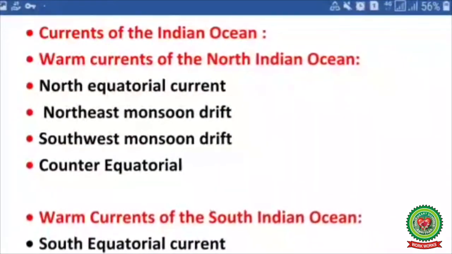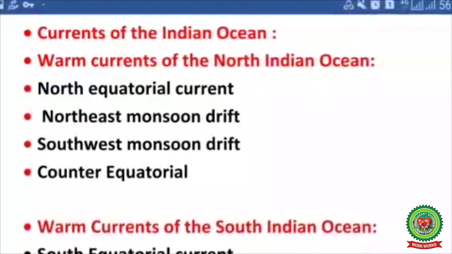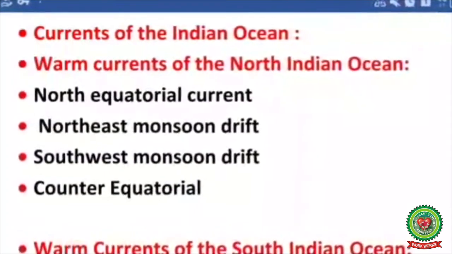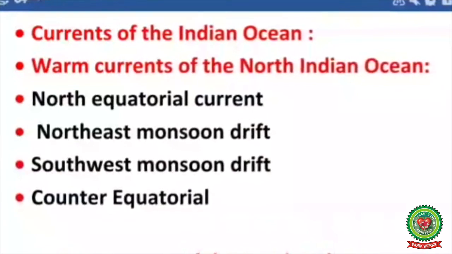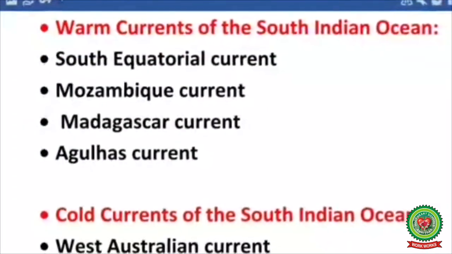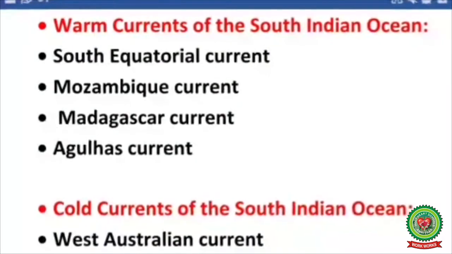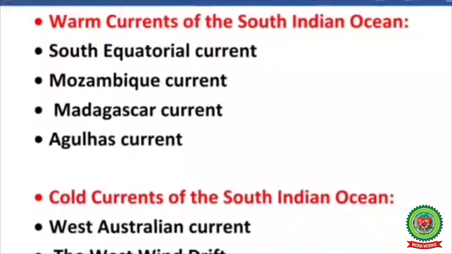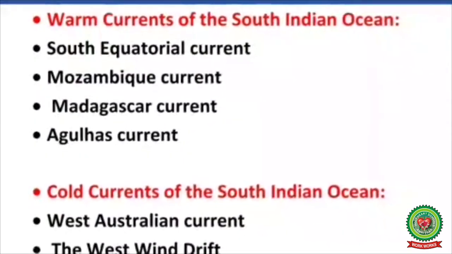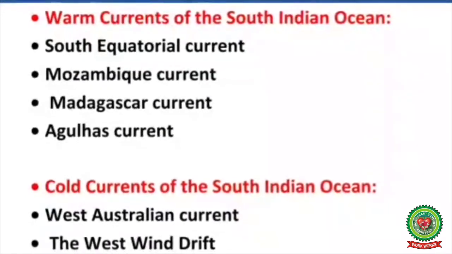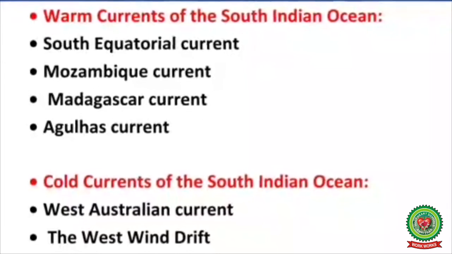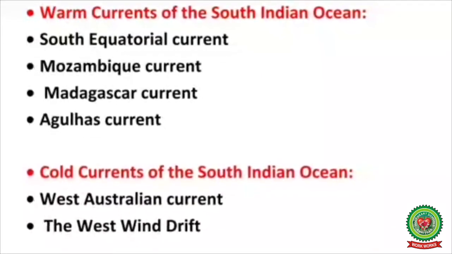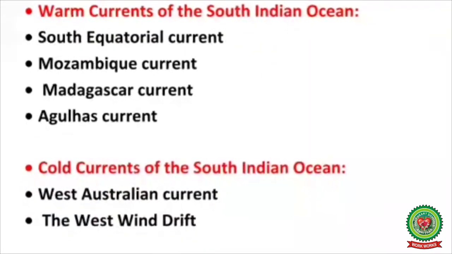The warm ocean currents of the North Indian Ocean are North Equatorial Current, Northeast Monsoon Drift, Southwest Monsoon Drift, Counter Equatorial Current. The warm ocean currents of the South Indian Ocean are South Equatorial Current, Mozambique Current, Madagascar Current and Agulhas Current. At last we have two cold ocean currents in the South Indian Ocean. They are West Wind Drift and West Australian Current.